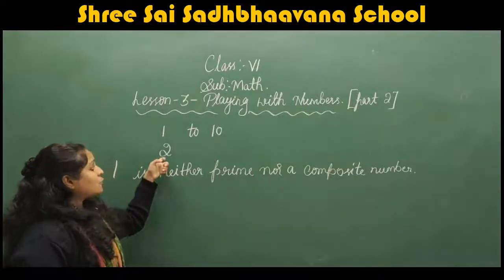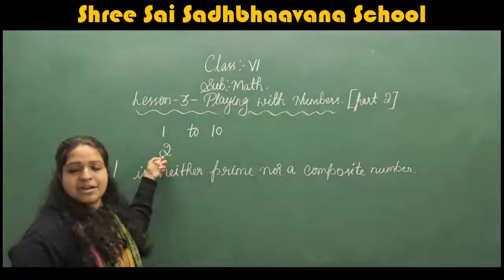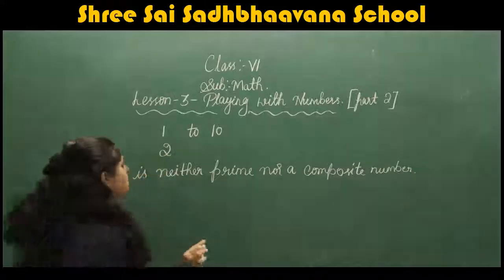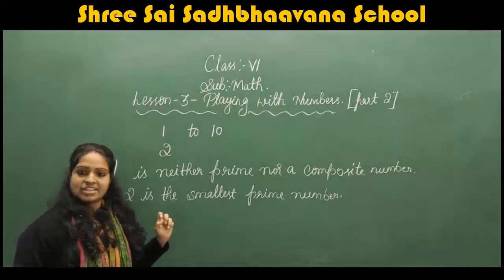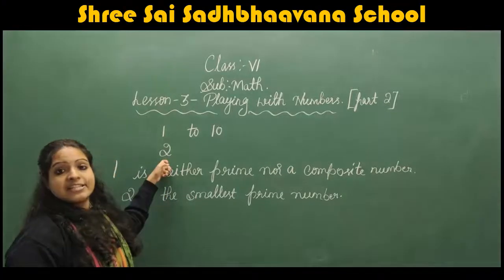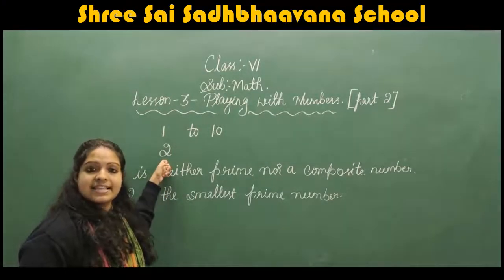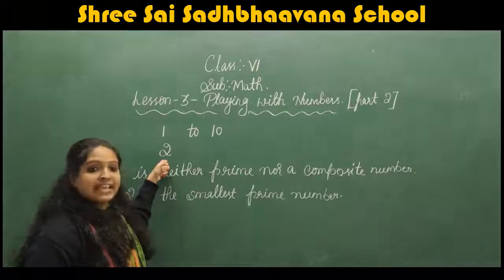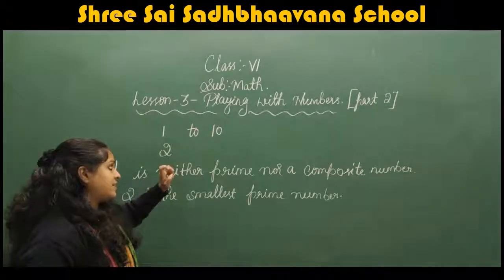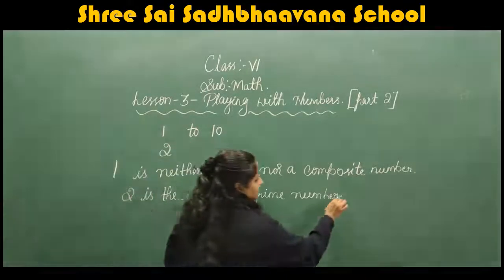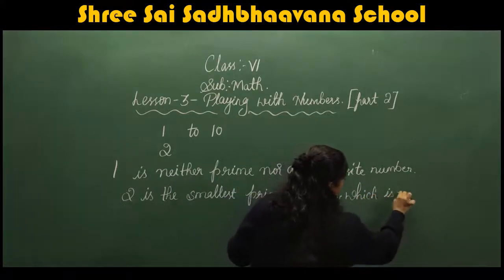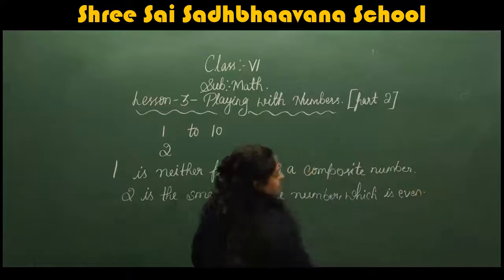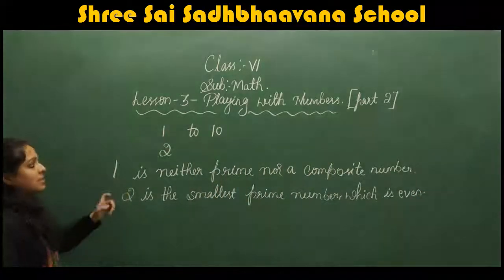That means 2 is the smallest prime number. Understood? And 2 is an even number also. Okay. Now, 3's table.